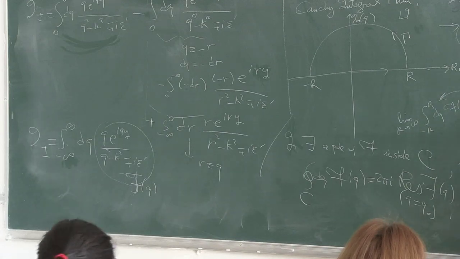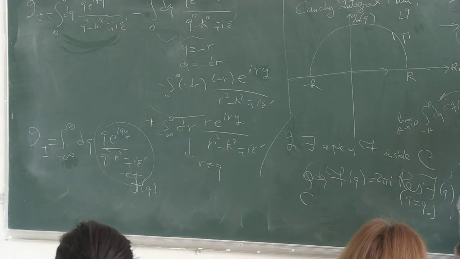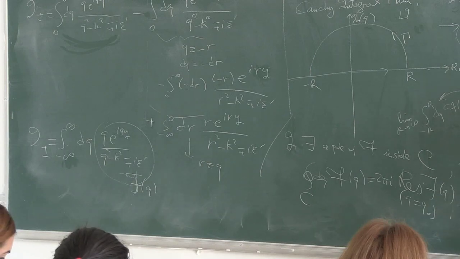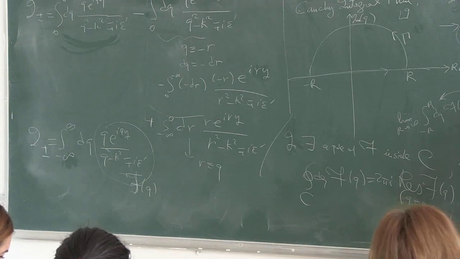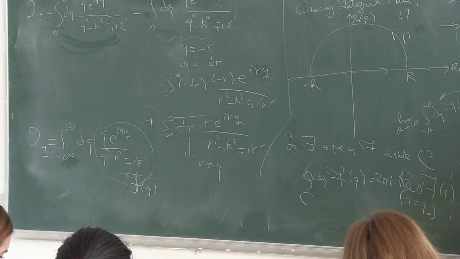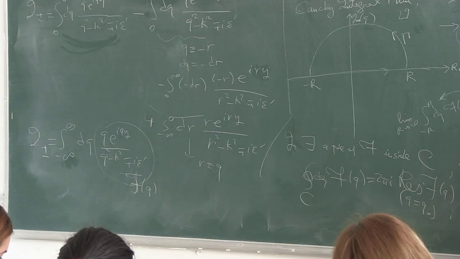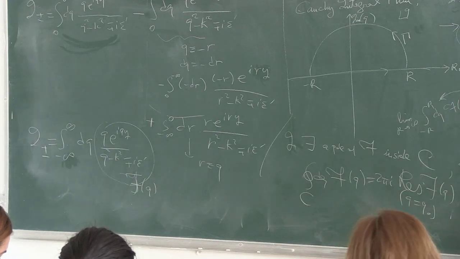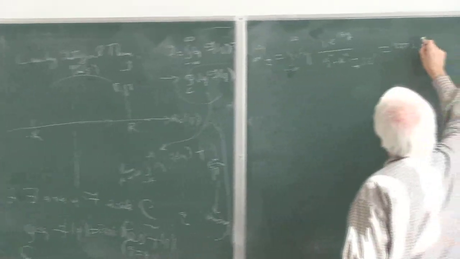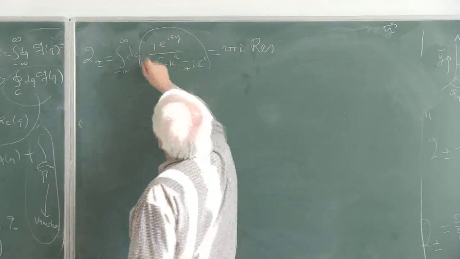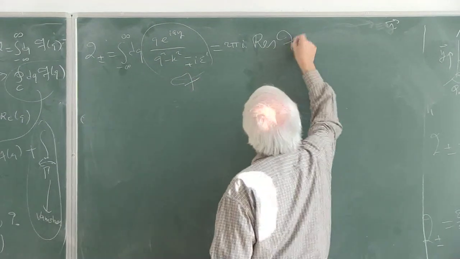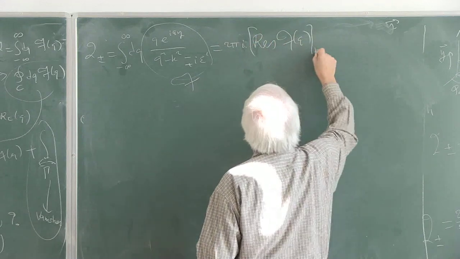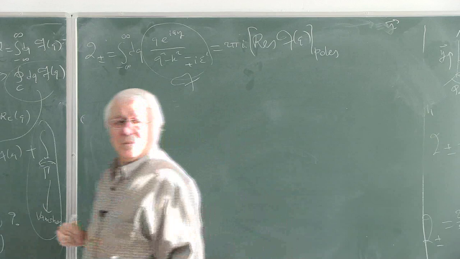So our expression then is the integral dq from minus infinity to plus infinity of q e^{iqy} over q squared minus k squared plus or minus i epsilon prime, which is 2 pi i times the residue of f at the poles. This is a symbolic expression. I say at the poles.